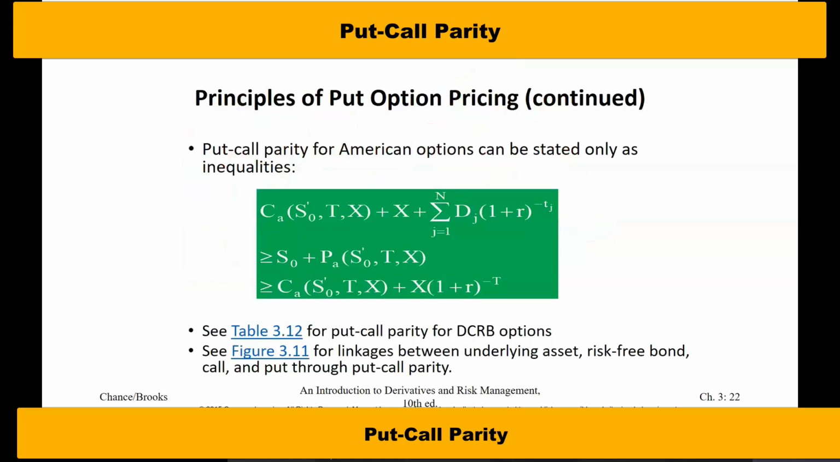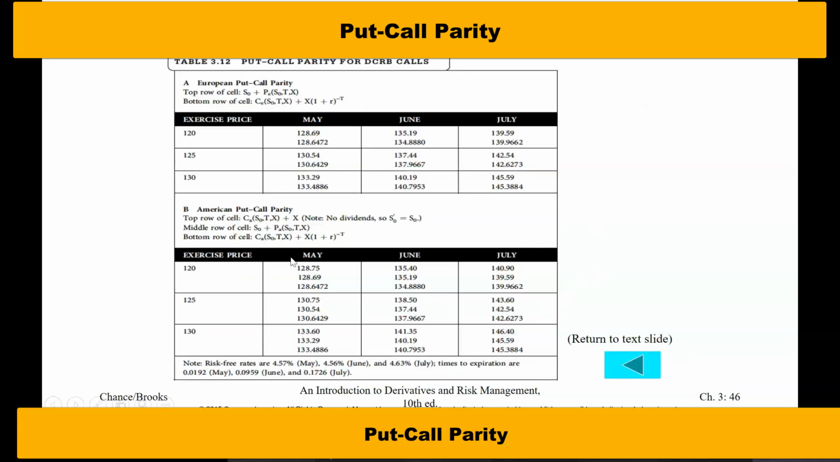Now the principles of put-call parity cannot be applied to American calls. For American calls, it will not hold. There is an inequality of put-call parity that is in the book, which is written here, but even this cannot be proven. If you go to table 3.12, you can see that the value here is higher, then the value here is lower, then the value here is lower, but it's not always the case.